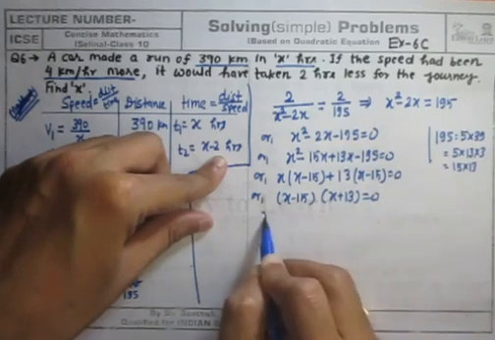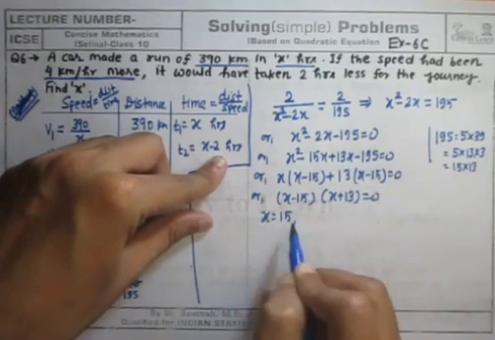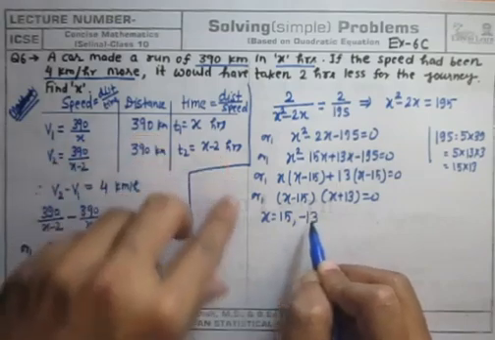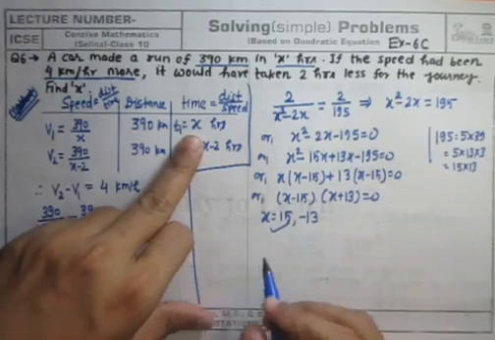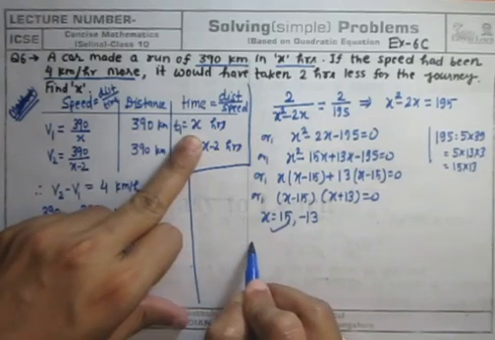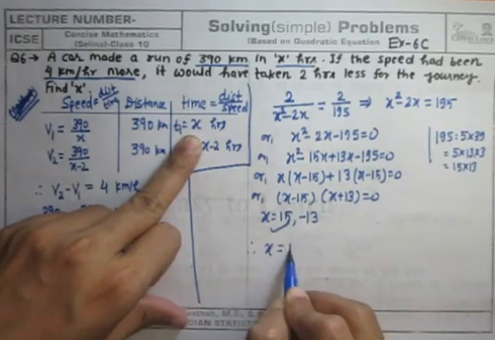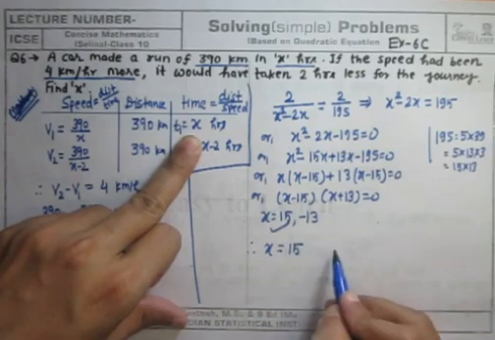So from here you will get x is equal to 15, and from here you will get x is equal to minus 13. Because x is a time, time cannot be negative, so you will take this value only. Therefore the value of x is 15. Clear? This is the answer.